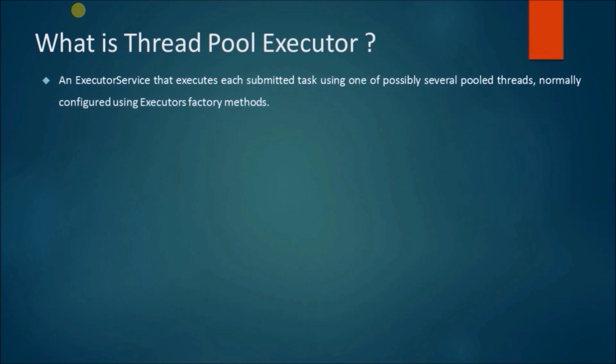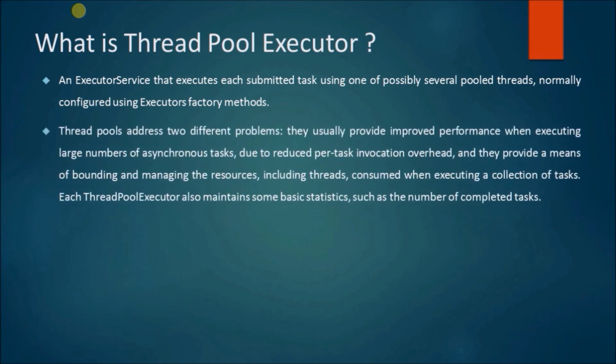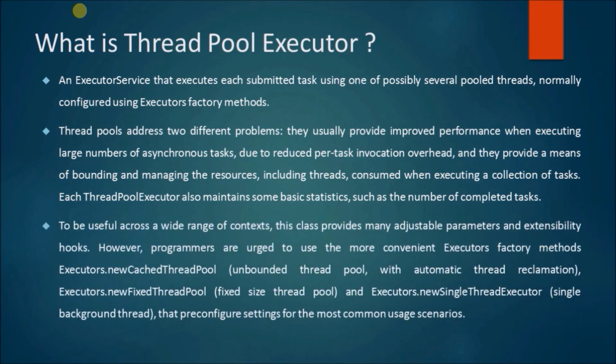What is Thread Pool Executor? An executor service that executes each submitted task using one of possibly several pooled threads, normally configured using executor's factory methods. Thread pools address two different problems. They usually provide improved performance when executing large numbers of asynchronous tasks due to reduced per-task invocation overhead, and they provide a means of bounding and managing the resources, including threads, consumed when executing a collection of tasks. Each thread pool executor also maintains some basic statistics, such as the number of completed tasks, to be useful across a wide range of contexts.